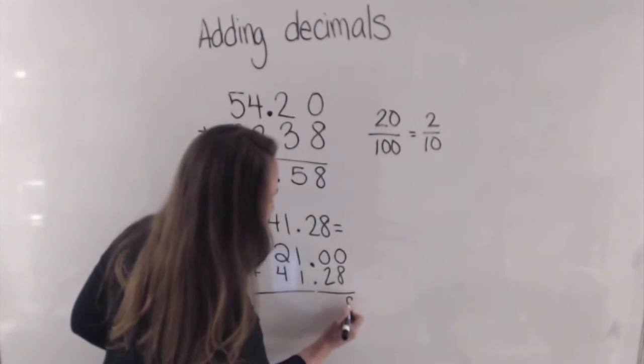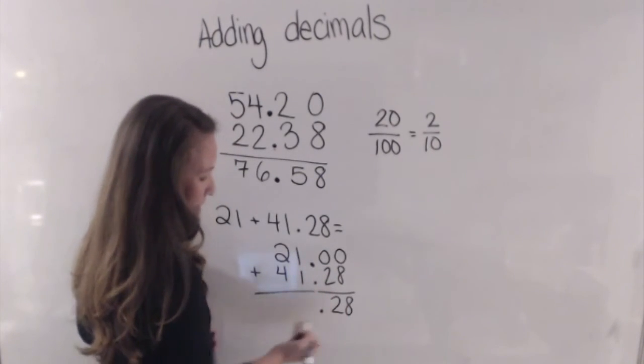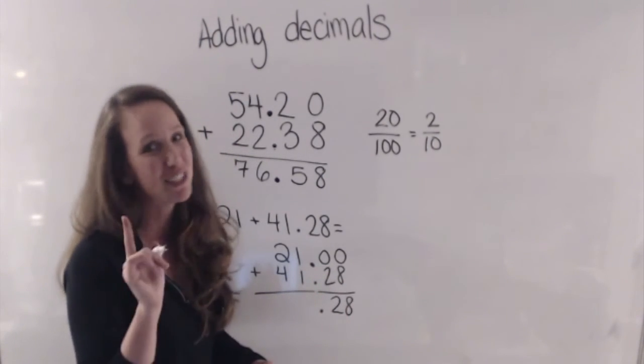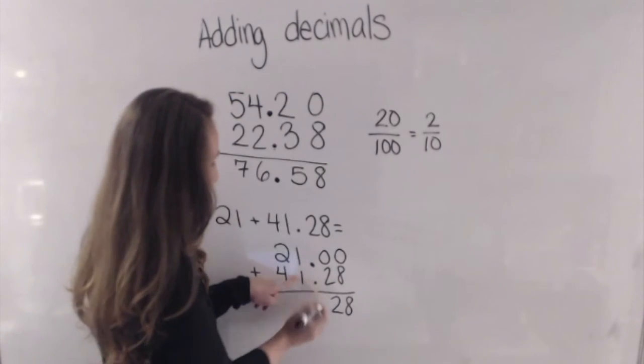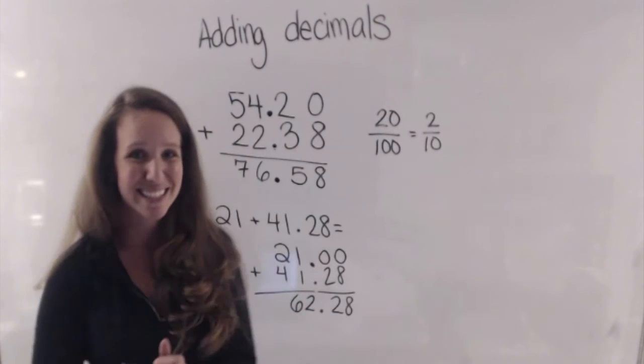0 plus 8 is 8. 0 plus 2 is 2. Bring down my decimal. Don't forget to bring it down. That's the most important thing. 1 plus 1 is 2, and 2 plus 4 is 6.